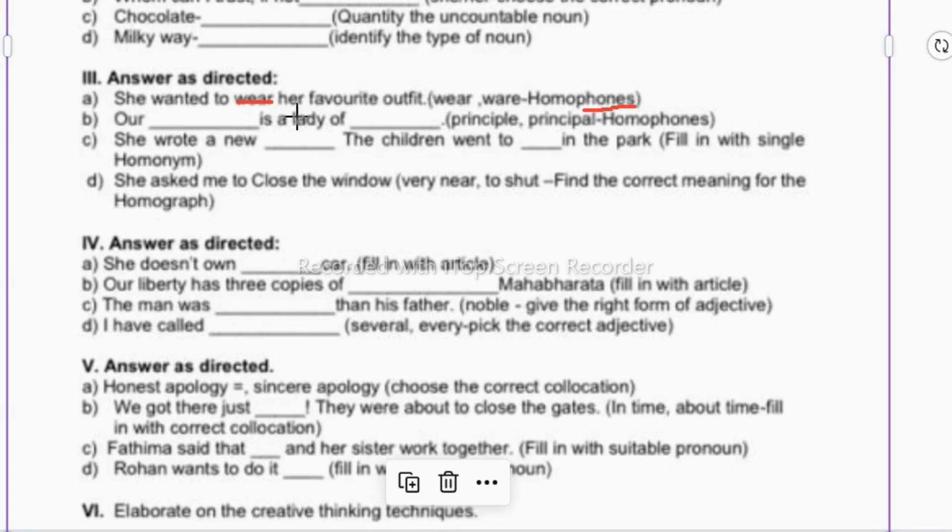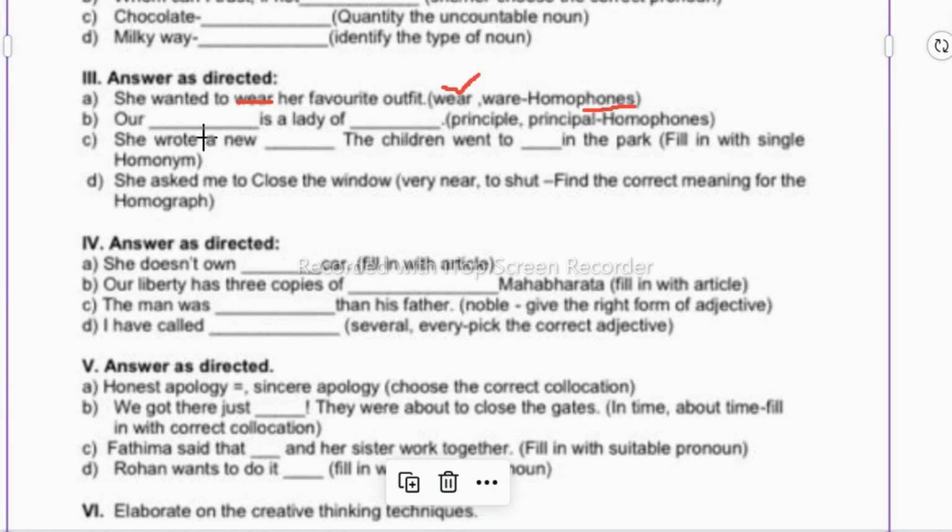She wanted to dash her favorite outfit. Outfit means a dress. So what does she want to do? Wear or ware. Ware is nothing but something like a storeroom, and this wear means wearing something. So this wear you have to use.